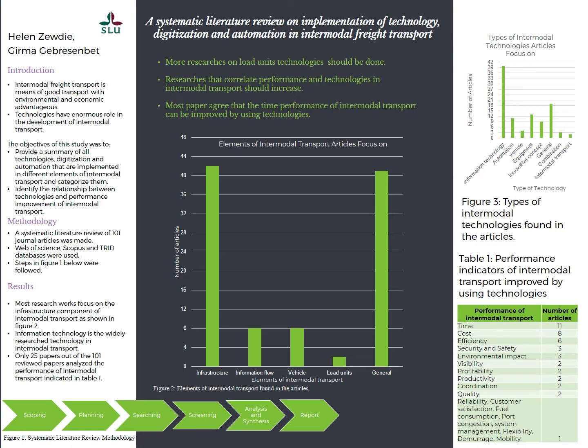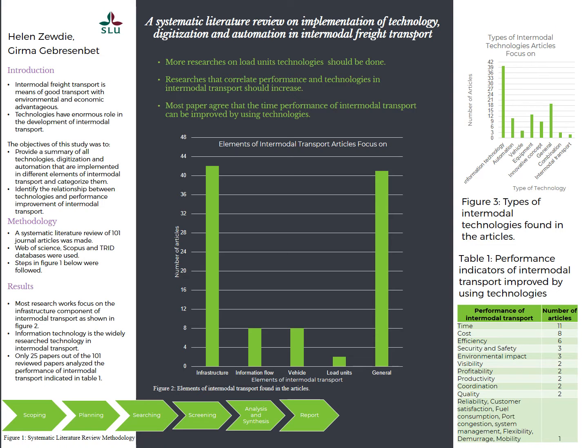For this, a systematic literature review of 101 journal articles was made, and databases like Web of Science, Scopus, and TRID were used. The steps followed in the study are shown here in figure 1. The first stage is scoping, where the question was formulated based on the objective of the study. The question is formulated at this stage.